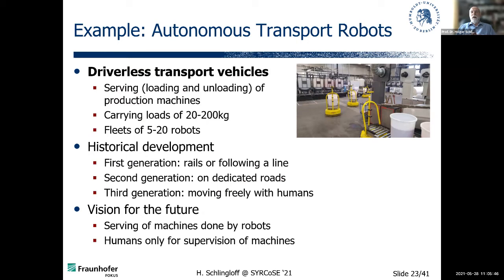And of course, these systems have a historical development. The first generation was that they were on rails or following a certain line. Then the second generation moved on dedicated roads where no human was allowed, separated by a special color on the ground. And now the third generation is moving freely in the factory with humans, interacting with humans, and of course all kinds of problems come in this interaction of humans and robots.